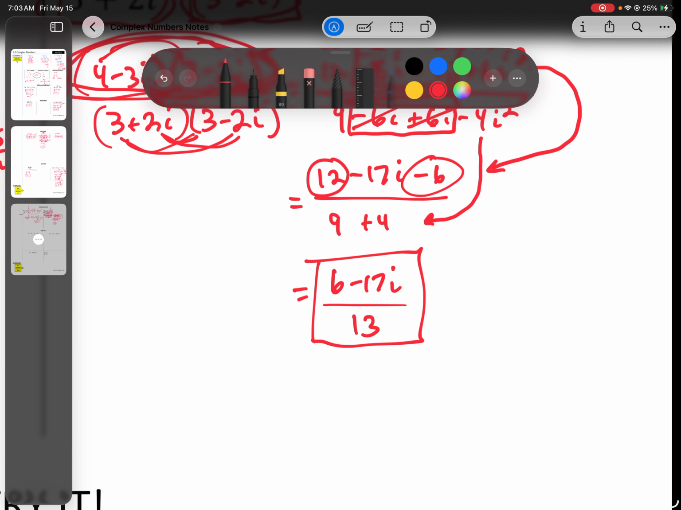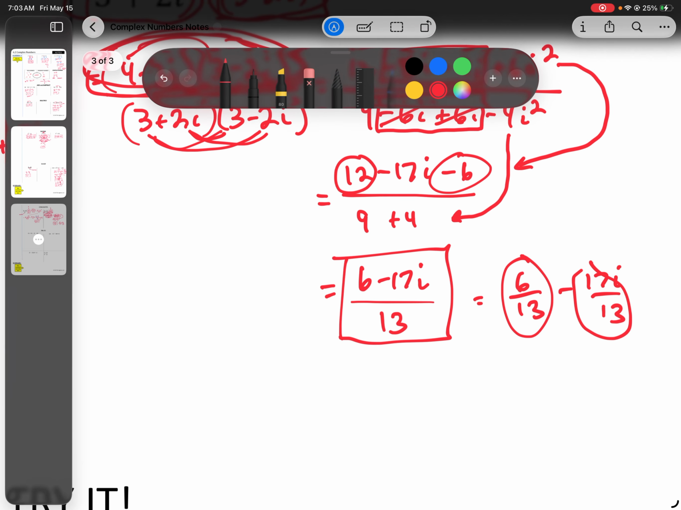I'm not going to divide this one. I'm not going to distribute the 13. I'm not going to say 6 over 13 minus 17i over 13 because none of these reduce. These fractions don't reduce, so I don't think that's more simple. I like to leave it how it is.